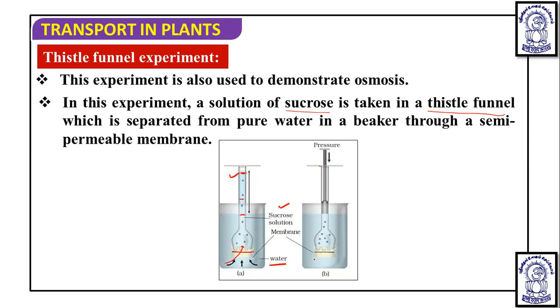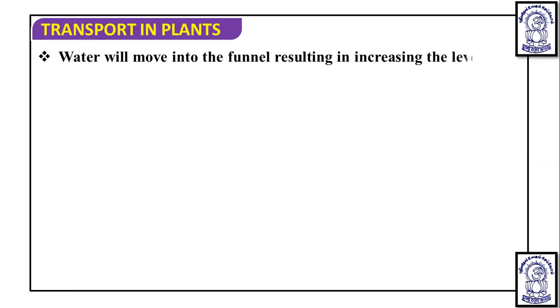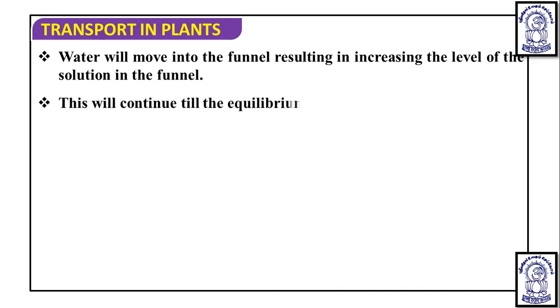But when we want to stop this entry of water, we have to apply a pressure from the top side to prevent water from entering the beaker from the thistle funnel. Then the entry will be stopped, and that pressure will be known as osmotic pressure. So water moves into the funnel, increasing the level of solution, showing that osmosis is occurring. This will continue till equilibrium is reached between the beaker and the thistle funnel.